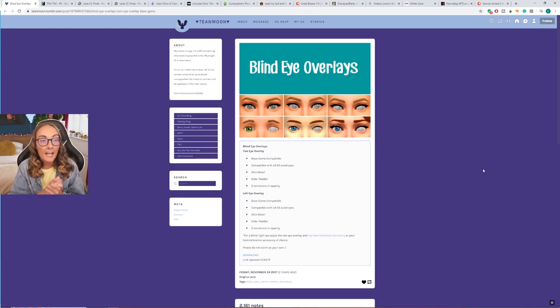These are the blind eye overlays. And what I really like about this overlay is the fact that you can use it on one eye or the other, or both eyes. They come in three different variations of opacity, and also they are available for all life stages minus baby. So you can have these overlays for anyone ranging from a toddler to an elder in The Sims 4, which is really, really nice. I like how they have that inclusion of all the life stages.